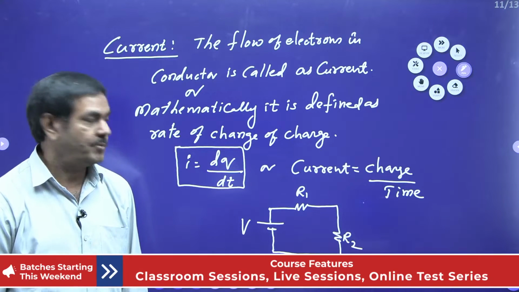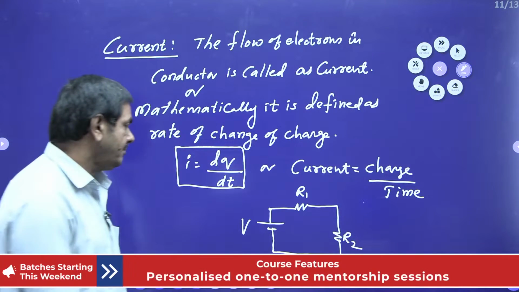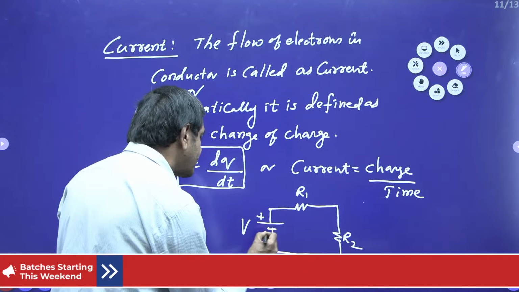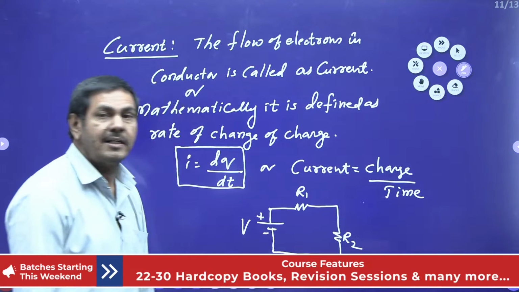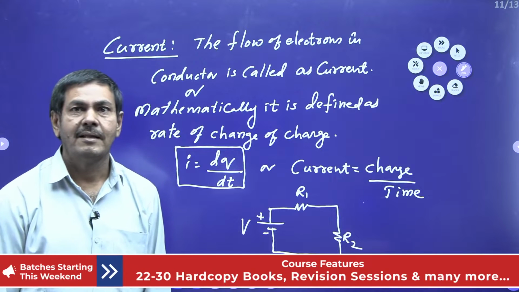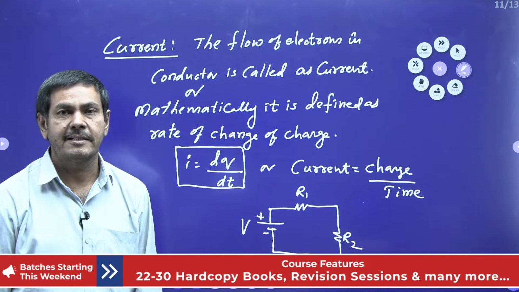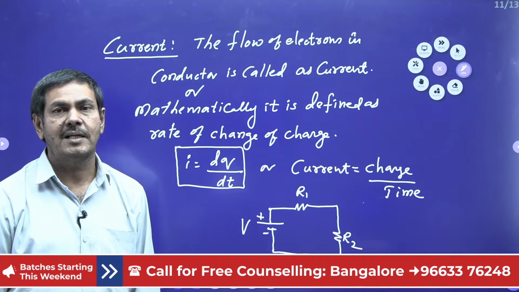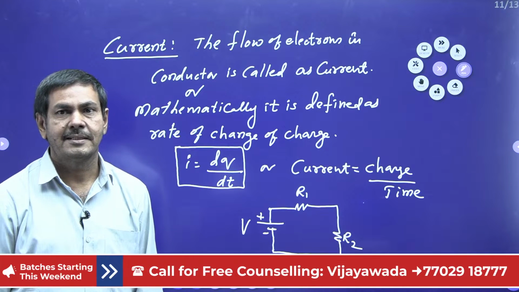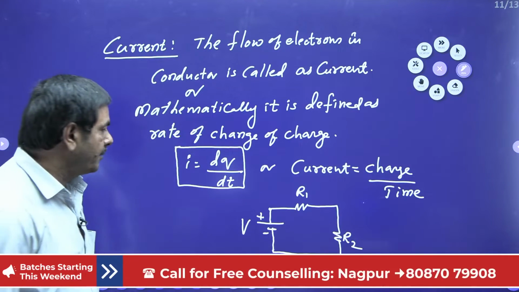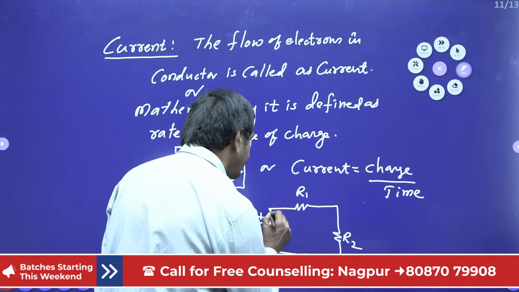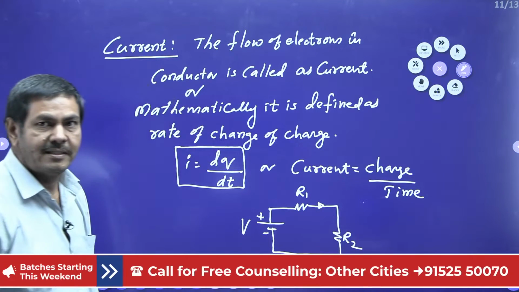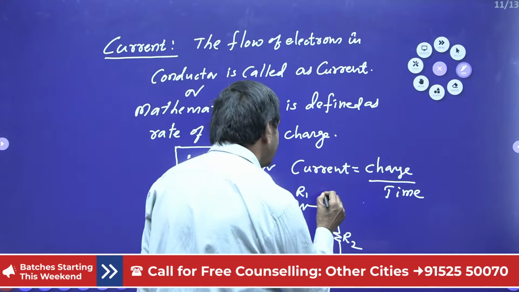Or is the current direction to be taken from the negative terminal to the positive terminal? Please tell me. The bigger terminal is taken as plus, the smaller terminal is taken as minus. How will the direction of the current be taken? Is it from positive to negative or negative to positive? Anybody can give the answer? So the direction of the current we put this way: positive to negative. This is the current I.